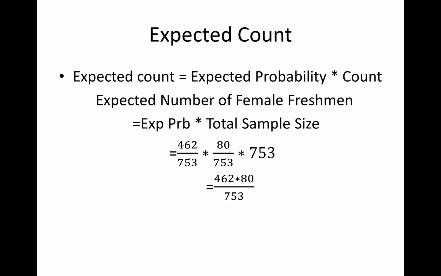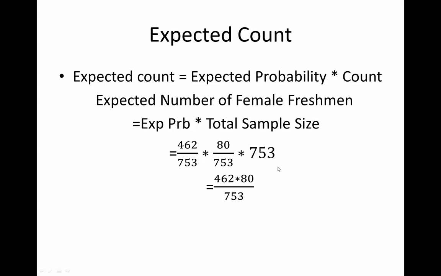Now our expected count. If you think back to our sampling distribution of p hat, where your probability of success, let's say it's 50%, if you roll the dice 30 times, you expect to get success half of those times. We could take 0.5 times 30. We expect 15 successes. Same sort of thing here. Our expected number of female freshmen, well, we can take our expected probability that we calculated on the previous page and multiply that by our total count. So the expected number of female freshmen is going to equal our expected probability, which is this number right here, times our total sample size, which is this number.